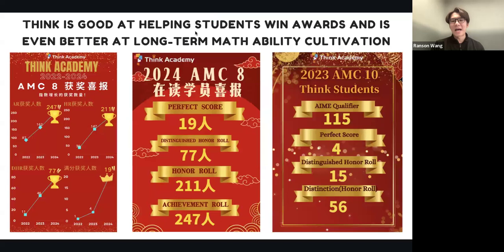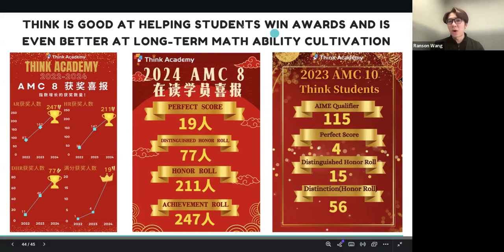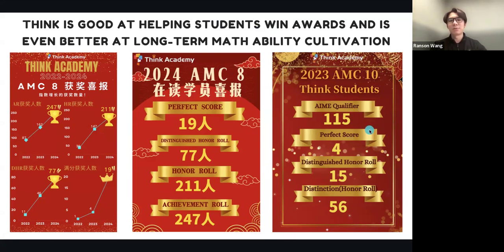And just like this year's MC10, we already have 130 AIME qualifiers. Right now I'm showing the 2023 MC10 results, but in the 2024 MC10, we already have more than 130 AIME qualifiers, and for the Distinguished Honor Roll students, it's more than 100. So we're improving step by step, every year.